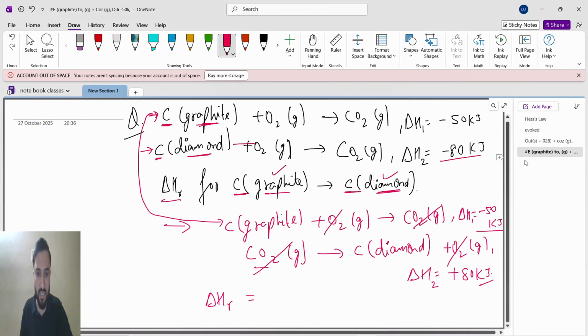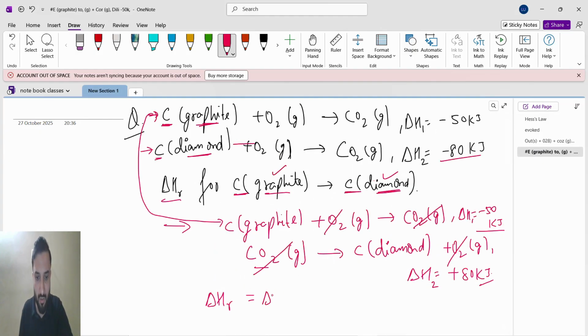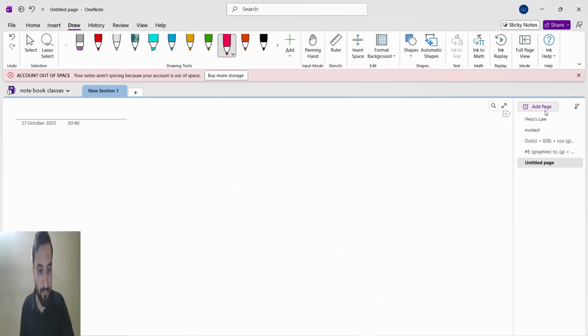So we'll do this delta H1 here plus delta H2 here. So delta H1 here is -50 plus delta H2 here is 80. -50 plus 80 is plus 30 kilojoule, which is the correct answer. That's it, guys. Okay.